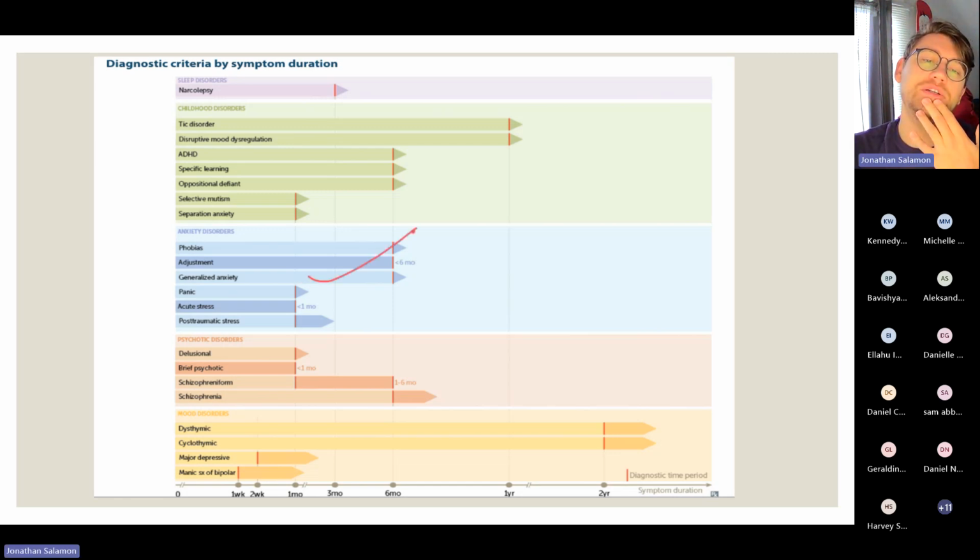Generalized anxiety, they'll usually be anxious about a bunch of things, not just one thing. Adjustment disorder is almost never the answer. I don't think you see questions on phobias very often.